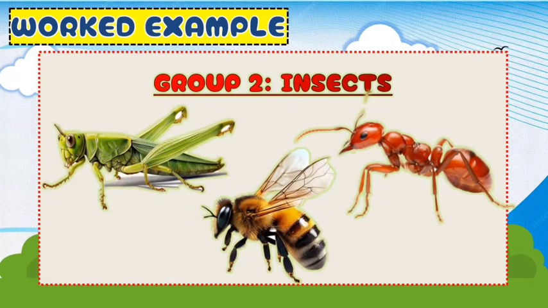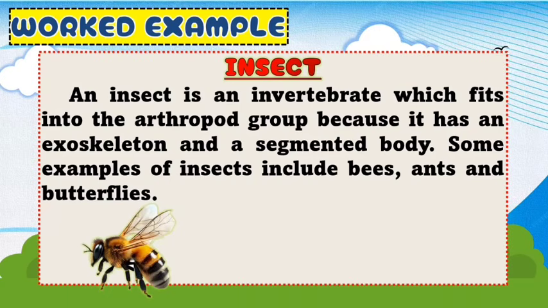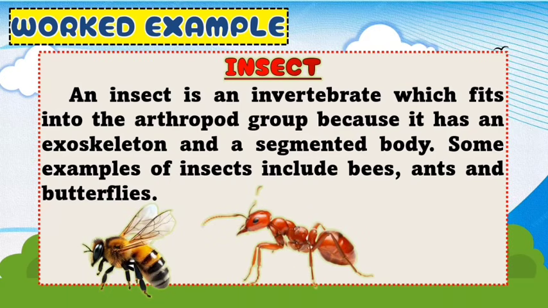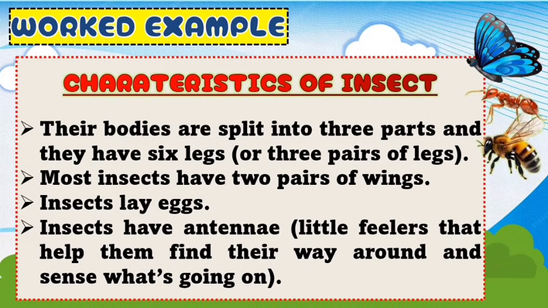For Group 2, we have insects. Insect is an invertebrate which fits into the arthropod group because it has an exoskeleton and a segmented body. Some examples of insects include bees, ants, and butterfly. What are the characteristics of insects? So their bodies are split into 3 parts and they have 6 legs, or 3 pairs of legs. Most insects have 2 pairs of wings.